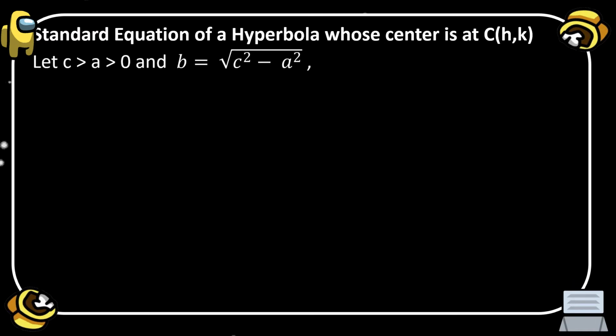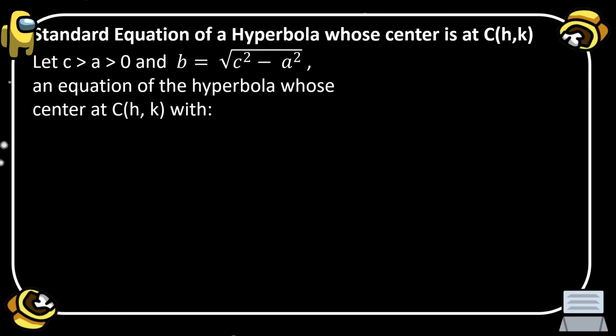Okay, so let A be less than C but greater than 0, and B is equal to the square root of C squared minus A squared. So, meaning, ang pagkuha sa ato ang B, gamitan na itong formula nga C squared minus A squared. Okay, an equation of the hyperbola whose center is at the coordinate of H, K, with the first condition, foci at F1, the coordinate of H plus C, K, and F2, the coordinate of H minus C, K.